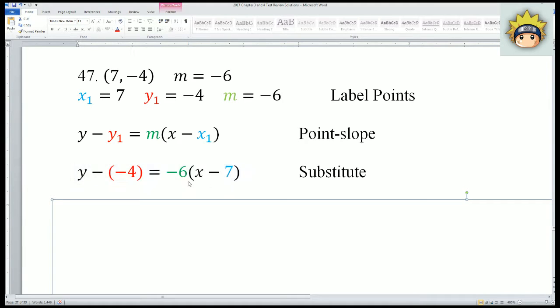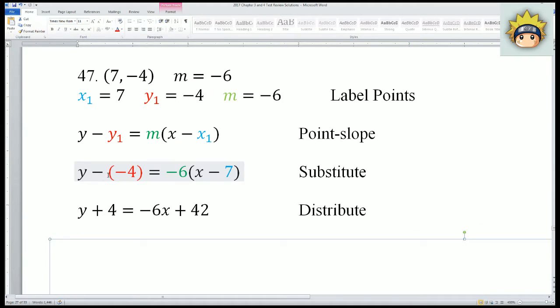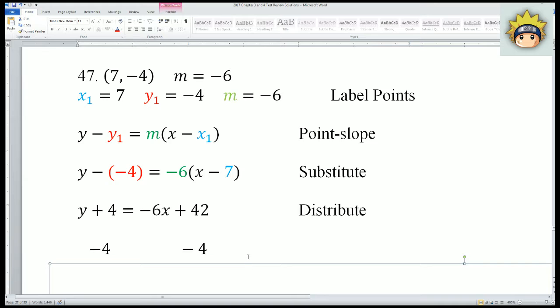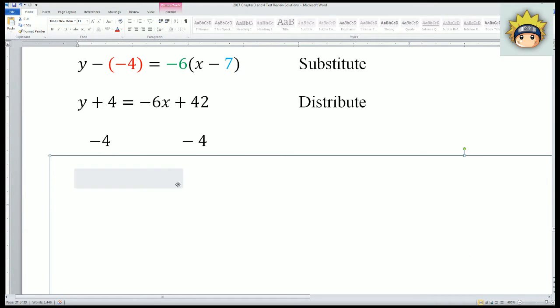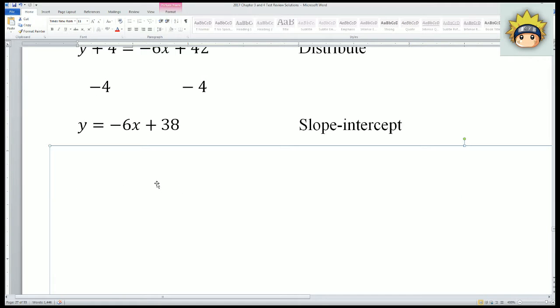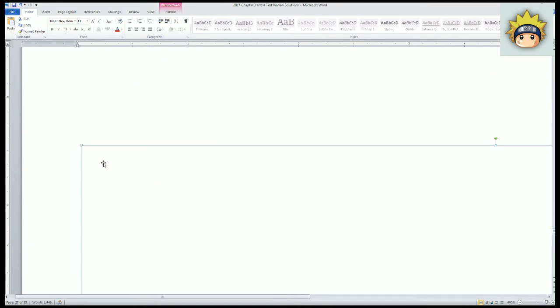You see how there's some negatives here? Let's just simplify. Minus a negative is the same thing as adding. So the y minus negative 4 here is reduced to just y plus 4. I distribute negative 6 times x is negative 6x. Negative 6 times negative 7, which is positive 42. I have to subtract 4 from both sides. I should get y is equal to negative 6x plus 38. Here the slope is negative 6 and the y-intercept here is 38. Okay, there you go.